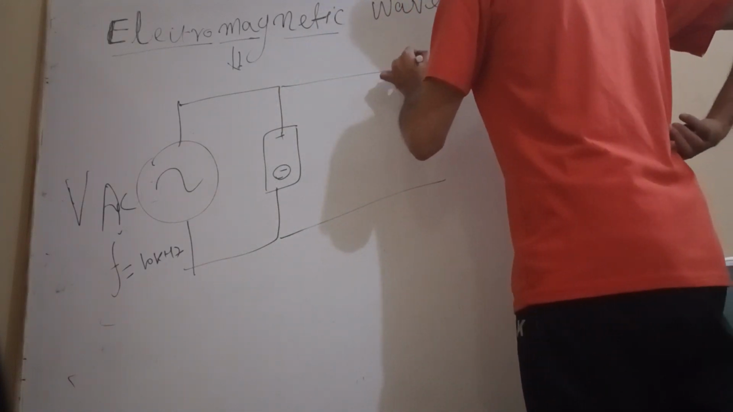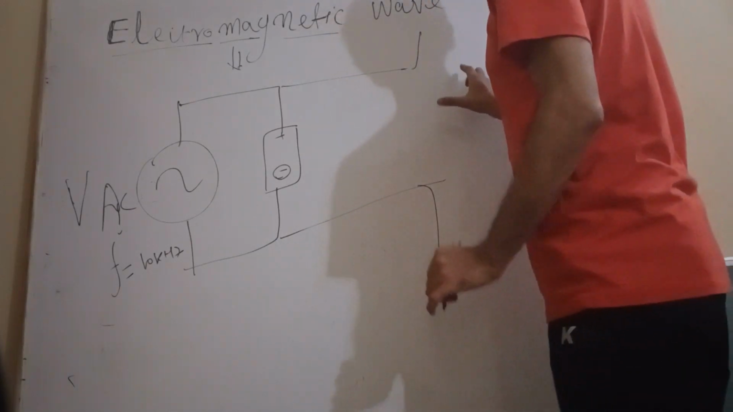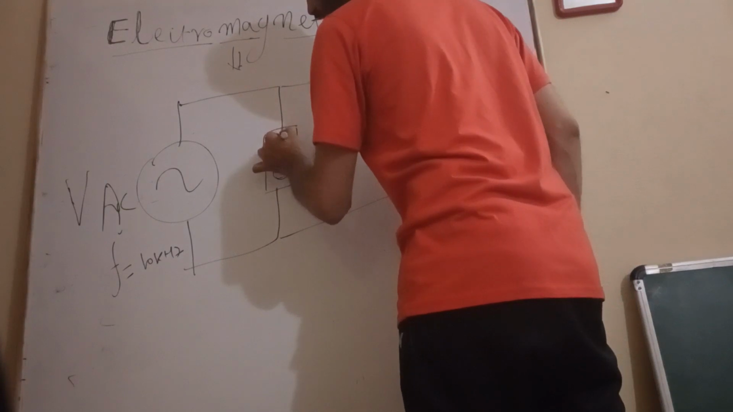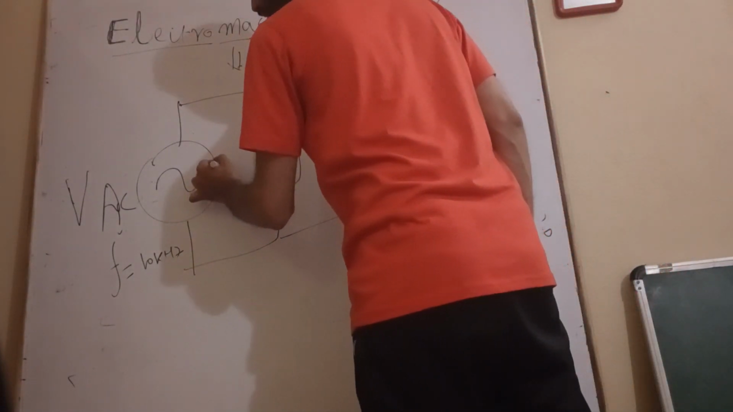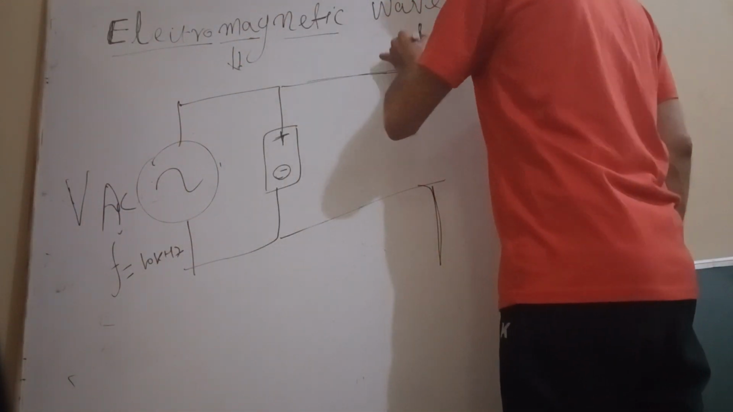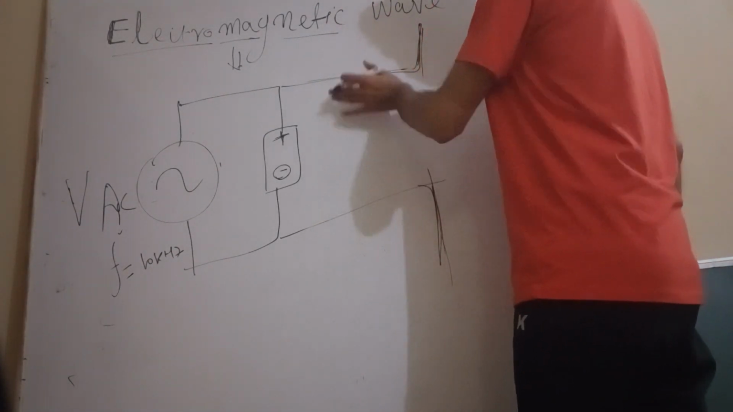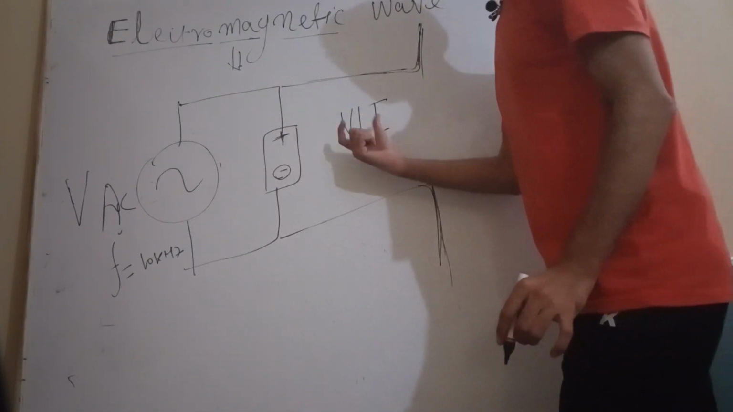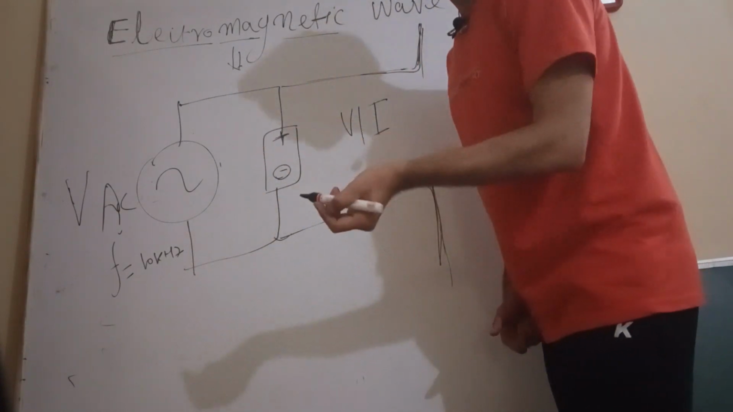Now this charge will start oscillating, and I will connect this through an antenna. What is an antenna? An antenna is a device which will convert this oscillation. Charge oscillation means current oscillation. This is my voltage V, so there is a voltage oscillation and a current oscillation.